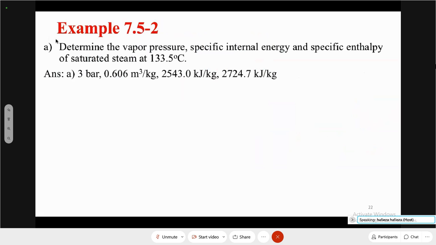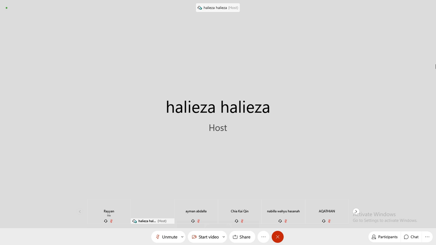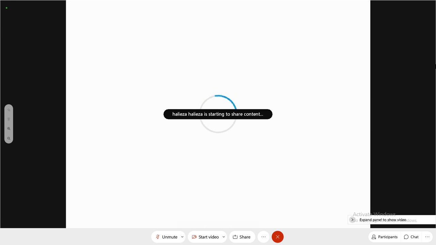Okay, now, this is example 7.5.2 from the textbook. Those who have the notes, you need to have a steam table. You need to look at the steam table. Let me get my notes, my pad. Let's stop this sharing so that we can look at this example. After this example, I will give you a 5-minute break.